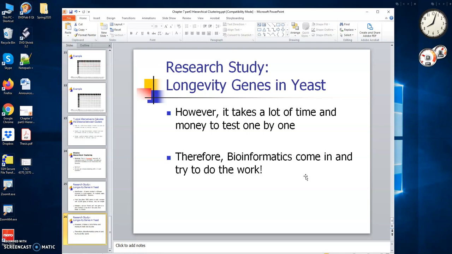So how can computer science help? How do we apply hierarchical clustering in this data set, in this kind of experiment, to find possible longevity genes? Like I said, this is a very interesting topic. I want you guys to read the first 3 chapters and we will discuss more when we come back on Thursday.